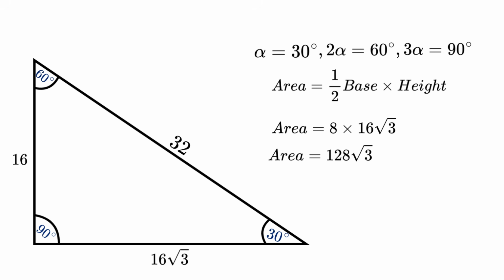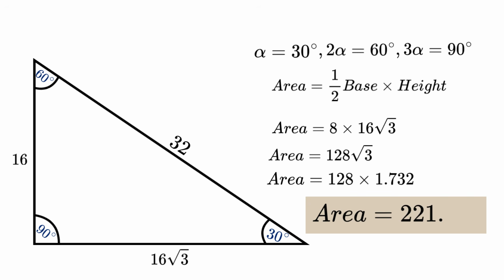Now, the square root of 3 is approximately 1.732. So, multiplying it with 128, it gives us approximately 221.7 square units. So finally, the area of this special 30, 60, 90 triangle is approximately 221.7 square units. Note that in this solution, we assume the given 16-unit measurement is the side opposite the 30-degree angle. If the 16 units refers to a different side, or an altitude to the hypotenuse, the answer would be different.